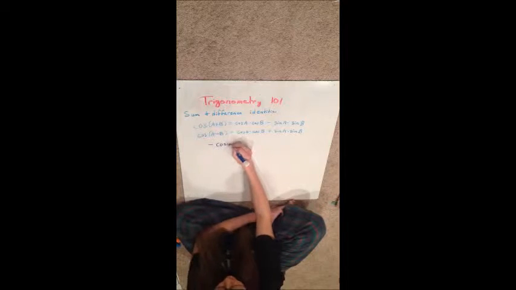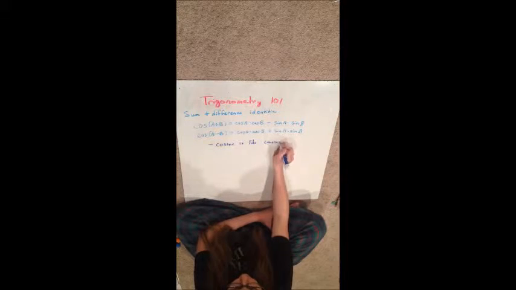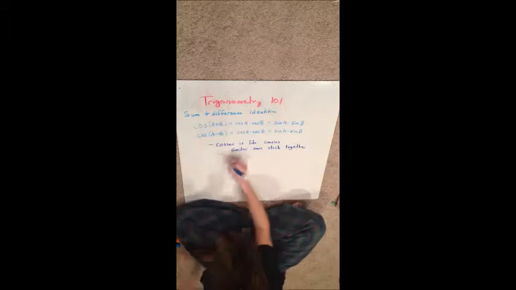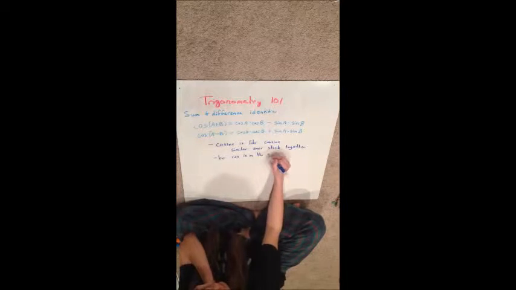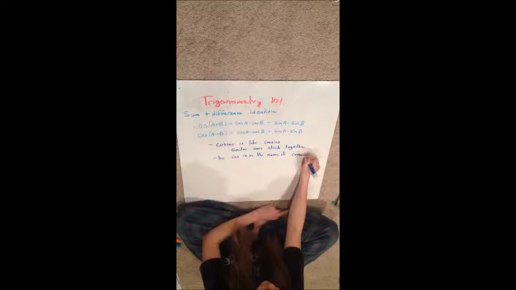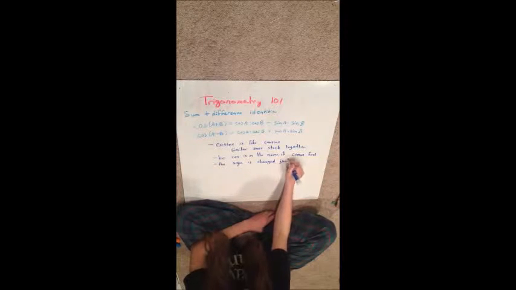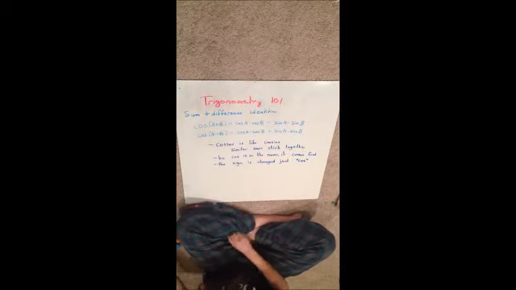One way to remember these ones is to think of the cosines as cousins, and that the cousins who are the most similar tend to stick together, much like the cosines and the sines stuck together. Also, since cosine was in the name, cosine gets to go first. In this case, the sign is changed just 'cause.